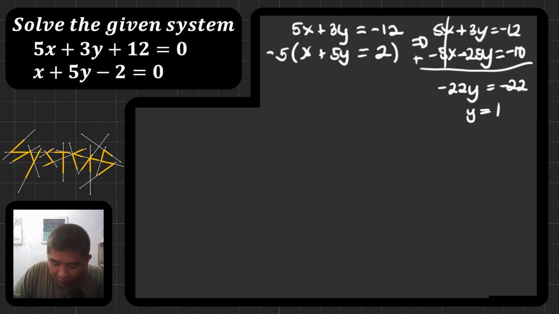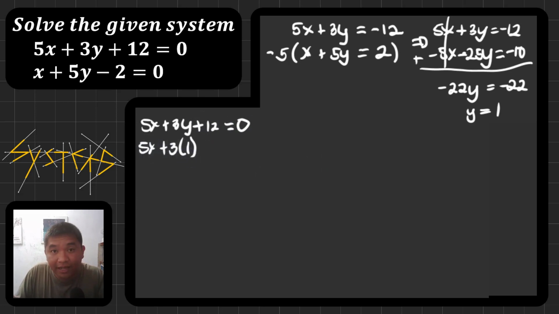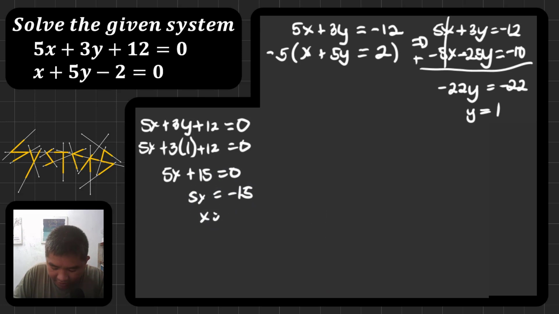Okay, so the first equation is 5x plus 3y plus 12 equal to 0. So you have 5x plus 3 times 1, that's the value of y, plus 12 equals 0. So you have here 5x plus 15 equal to 0, 5x is negative 15. X is equal to, dividing both sides by 5, negative 3. This should be the value of x.